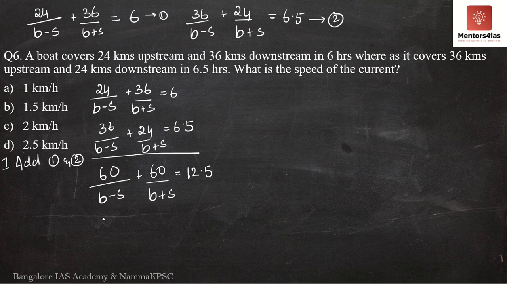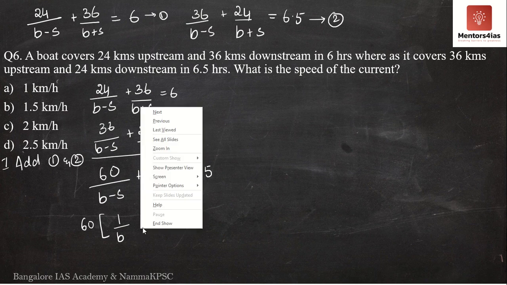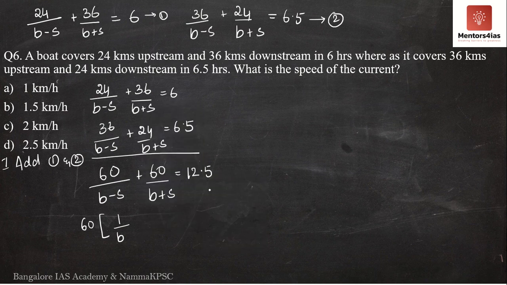Now I will take 60 common outside. I will write this as 1 by b minus s plus 1 by b plus s is equal to 12.5, which I am going to write as 25 divided by 2. 5 5s are 25, 5 12s are 60. So now I am going to bring 12 to the right hand side.